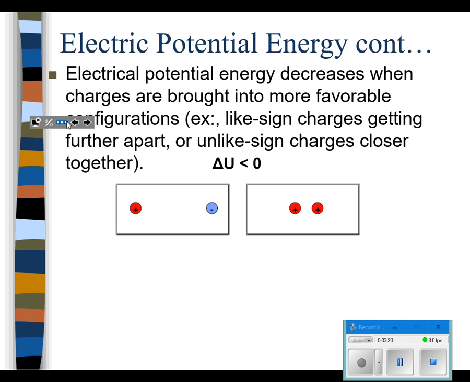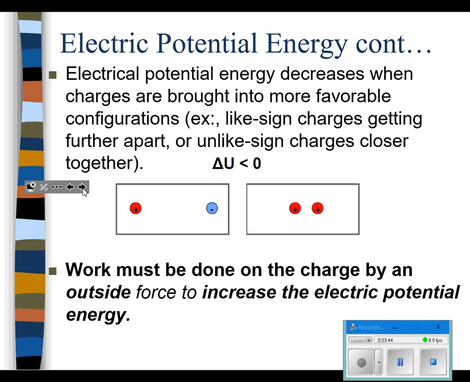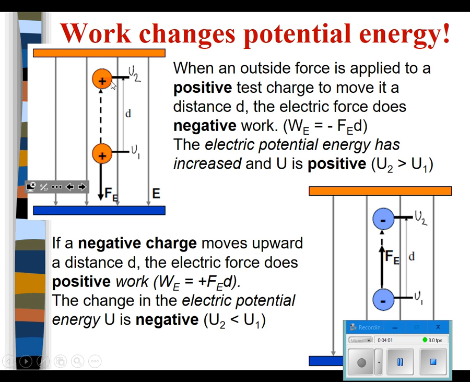Now, electric potential energy decreases when charges are brought into more favorable configurations. So when like charges are getting further apart, then that potential energy decreases. And if unlike charges are allowed to get closer together, then they are actually going to decrease their potential energy. So work must be done on the charge by an outside force to increase the electric potential energy. So work changes the potential energy.